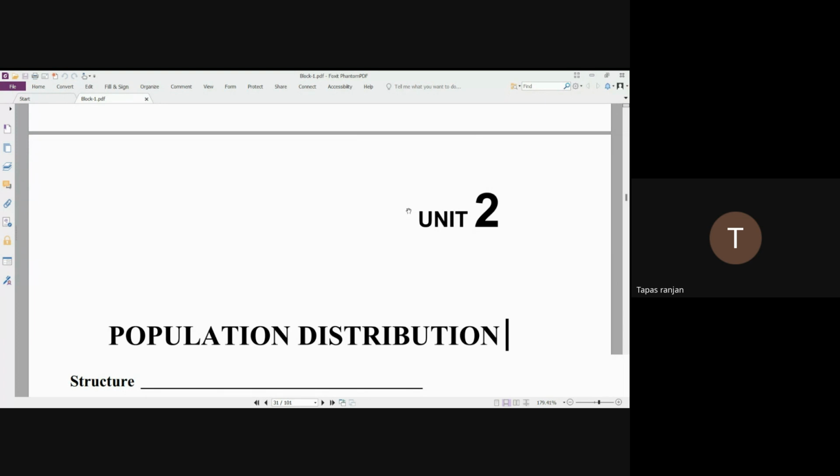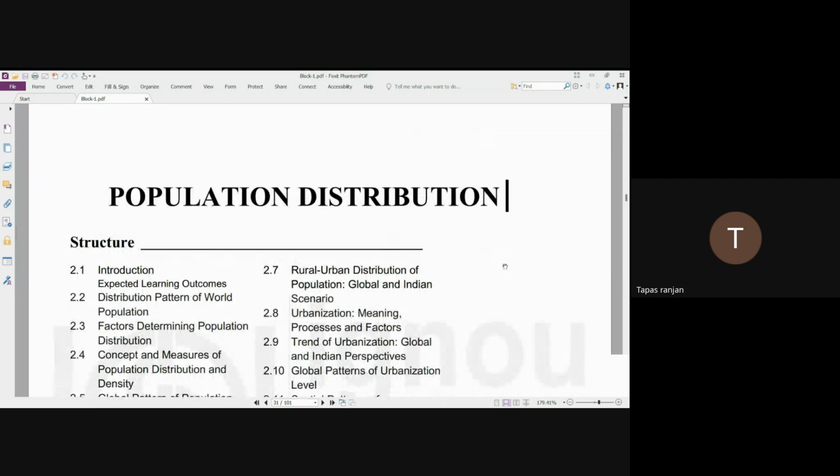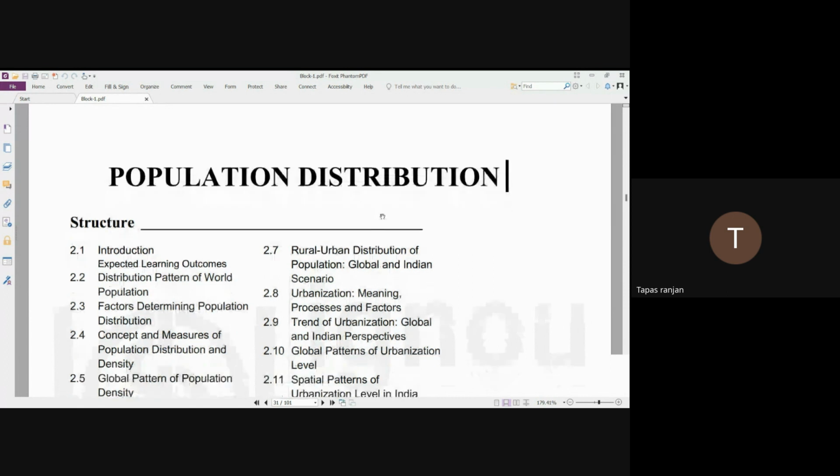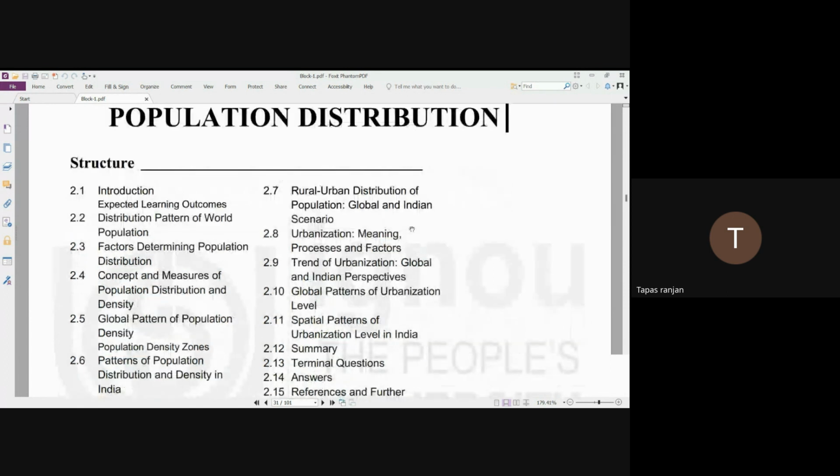In Unit 2, we'll be discussing population distribution. What is population distribution? What are the different factors which determine the population distribution? Then different concepts and measures of population distribution and density. Global patterns I will leave out. Patterns of distribution, you will go through it. If you don't understand it, I will drop my email address, and you can mail me.